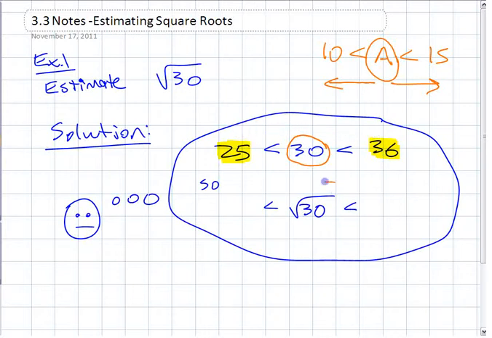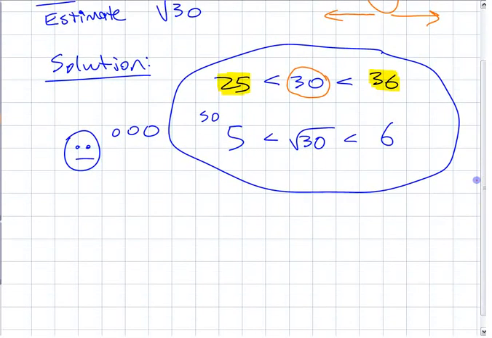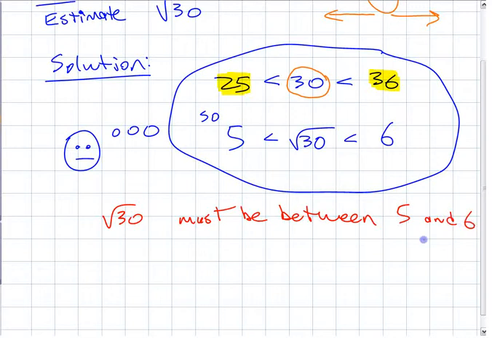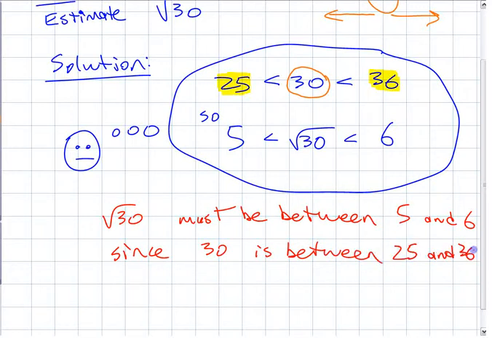What does this tell me about this square root here? What has it got to be between? It's got to be between 5 and 6, doesn't it? Doesn't it have to be between 5 and 6? You can write that with words if you want, if you don't like symbols. You can say square root of 30 must be between 5 and 6, since 30 is between what two numbers? What two perfect squares? 25 and 36. You think of a perfect square on either side of the number, and that's how you're going to start to estimate.